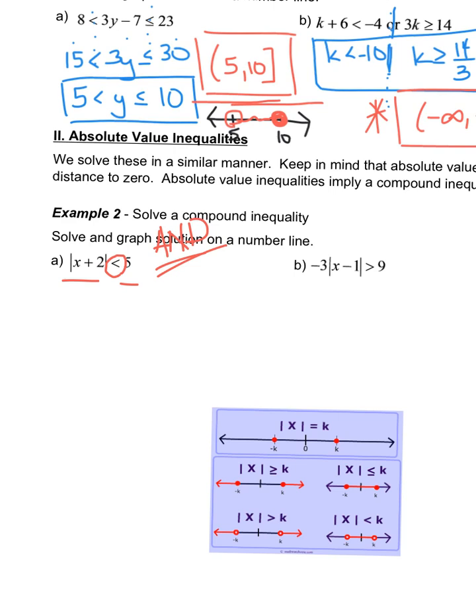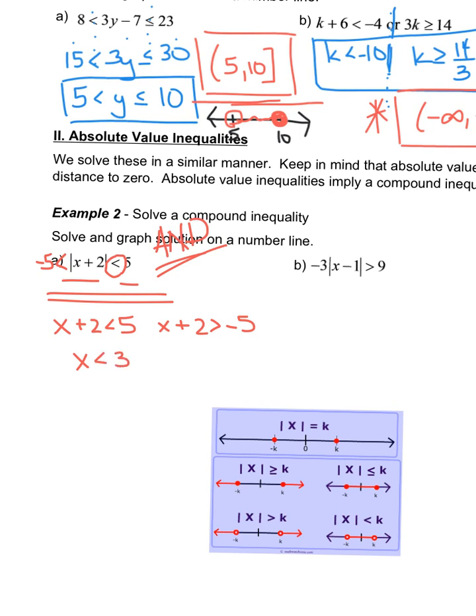Typically the easiest way is just to sandwich it between 5 and -5, because we want our distance to be shorter than 5 units. The other way you could do it, if you don't want to do it that way, is break it up into x plus 2 is less than 5, and also x plus 2 is greater than -5.